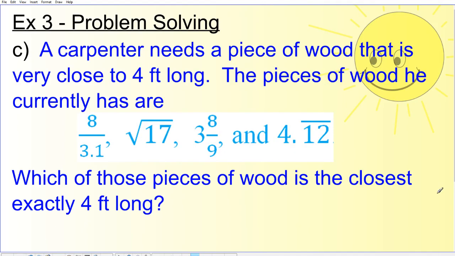All right, so example 3. A carpenter needs a piece of wood that is very close to 4 feet long. The pieces of wood he currently has are those 4 lengths. Which of those pieces of wood is the closest to exactly 4 feet long? So what I'd like you to do is pause the video, try this problem right now, and when you're ready to continue, hit play, and we'll go through it together.